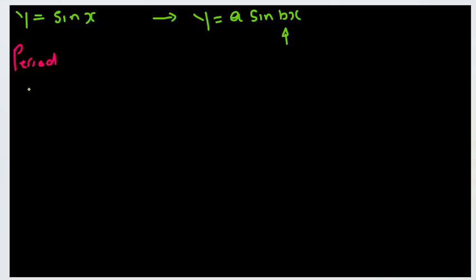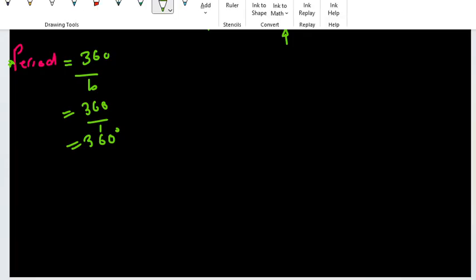So the period of sine is equal to 360 degrees divided by b here. In this graph, b is just 1, so the period is 360 degrees over 1, so it's just 360 degrees. Okay, that was the period. I'm done with the period. Right, so let's continue. Let's talk about the amplitude.